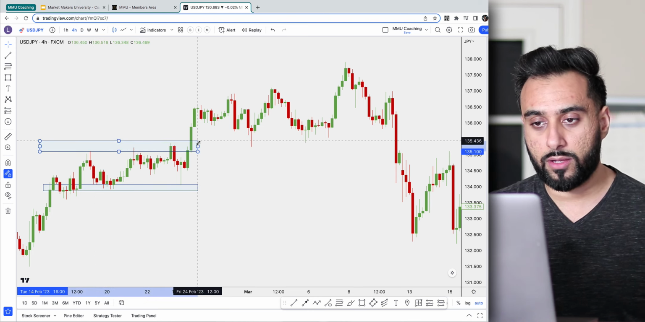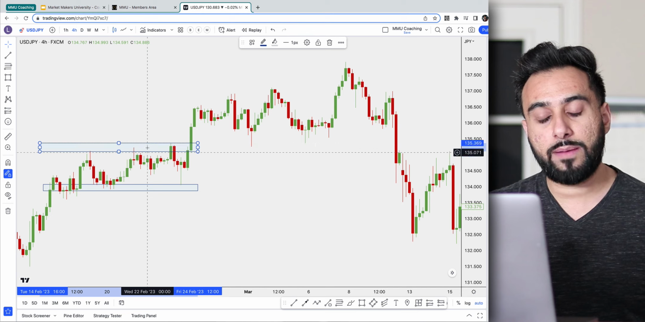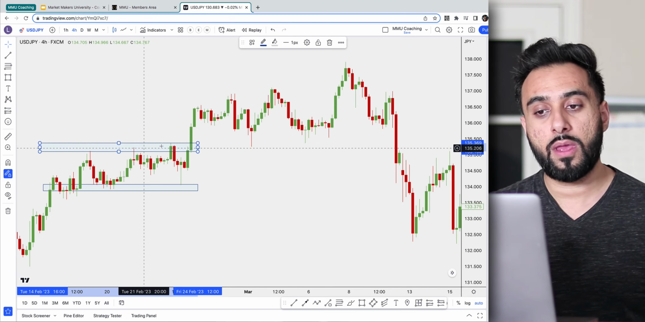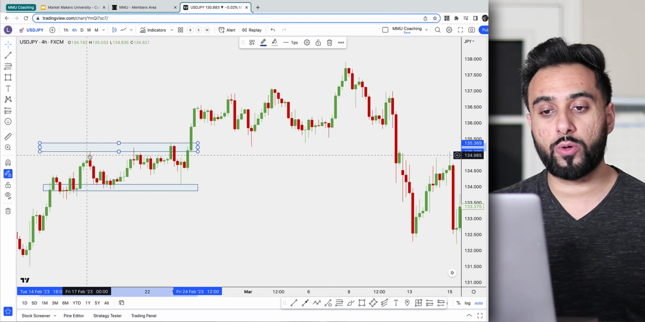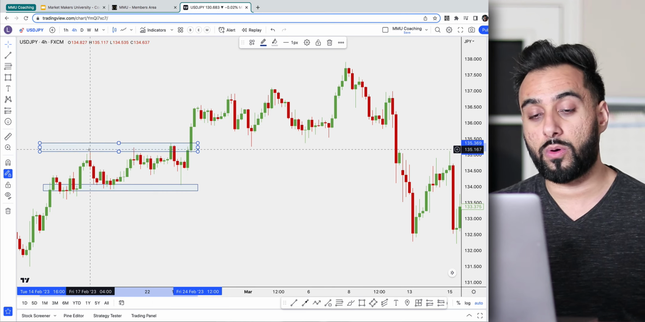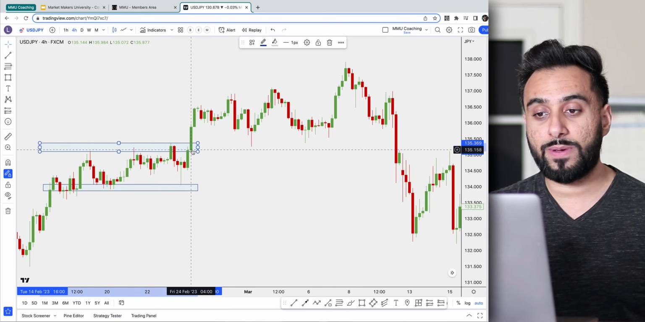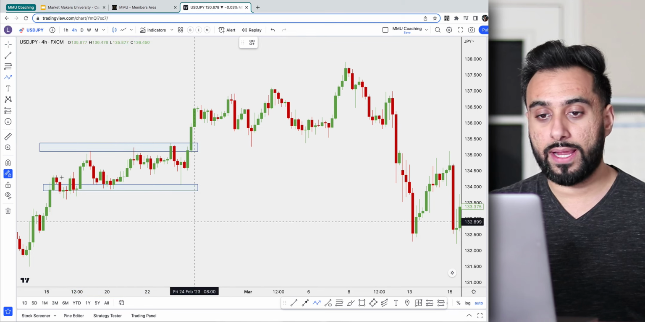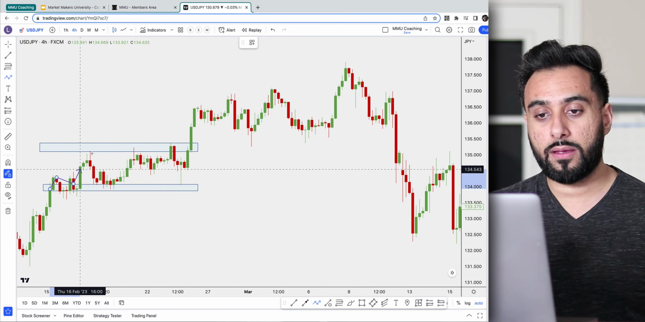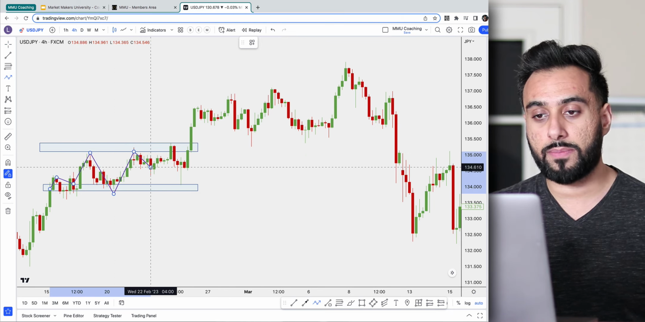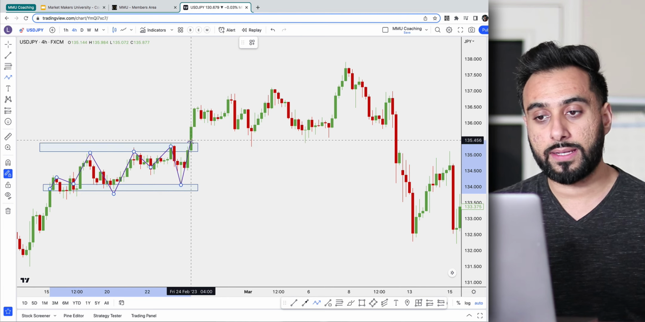I'm going to drag this up, make it a little bit thick. I want to keep these zones as thin as possible, yet still trying to include all of the tops, or in other words, all of the peaks. So as we see the price consolidating between the tops, the bottoms, the tops, the bottoms, the tops, the bottoms, and tops.